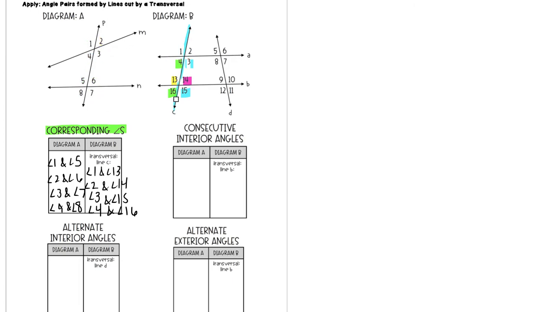And in the next question, it says we're looking for consecutive interior angles. So in diagram A, they are looking for those consecutive interior. We look inside next to each other. So 4 and 5 or 3 and 6.